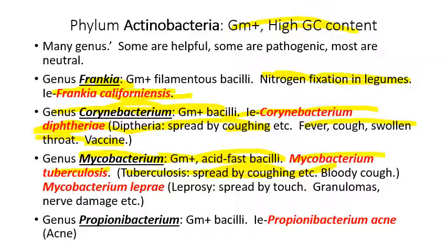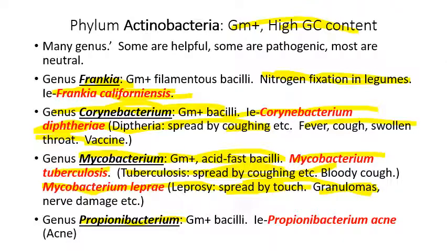The other mycobacteria, which again is an actinobacteria, gram-positive with high GC content, is Mycobacterium leprae, which causes the disease called leprosy, which is generally spread by touching, not coughing. And it causes granulomas, which are lumps, and also ulcers. So ulcers, blisters on the surface of the skin, but also lumps underneath the surface of the skin called granulomas.